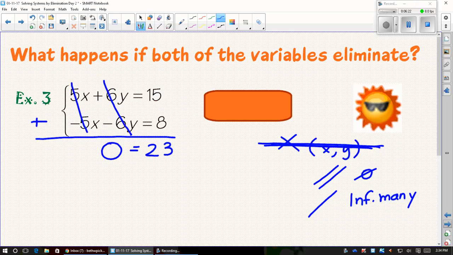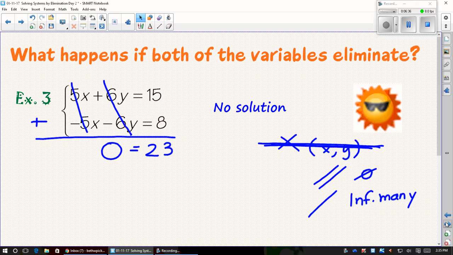So what we do is we ask ourselves, 0 equals 23. Is that ever going to be true? Is there anything that x and y could be that would ever make 0 equal 23? And the answer is no. That is a false statement. No matter what, it's always going to be false. So we would say that this has no solution. And remember, the quick way to write no solution is 0 with a slash through it.